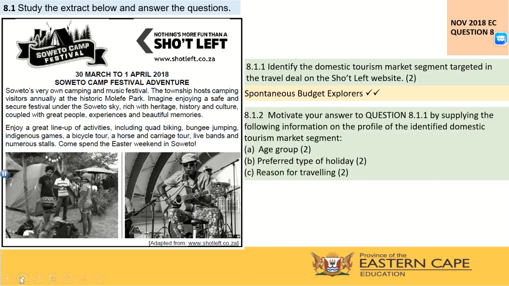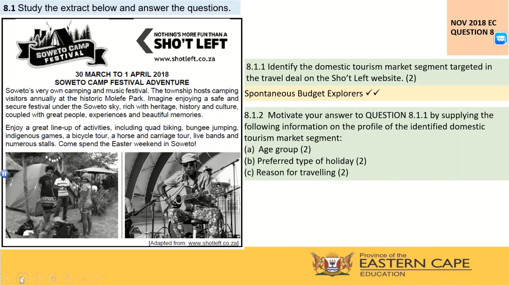The following question, motivate your answer to the above question by supplying the following information on the profile of the identified domestic tourism market segment. So what are we looking at here? We need to take a look at the age group of spontaneous budget explorers, at the preferred type of holiday of the spontaneous budget explorers, as well as their reason for traveling. Now, you had that up on the screen a little bit earlier during this lesson, so you should be able to answer that question very, very easily.